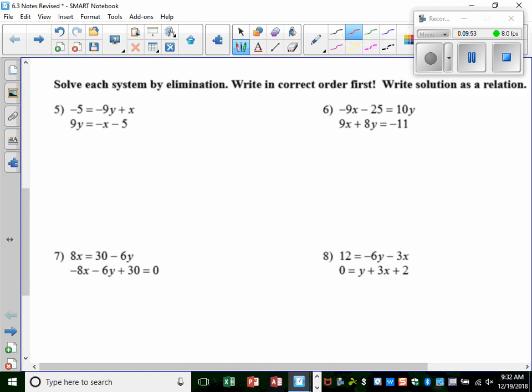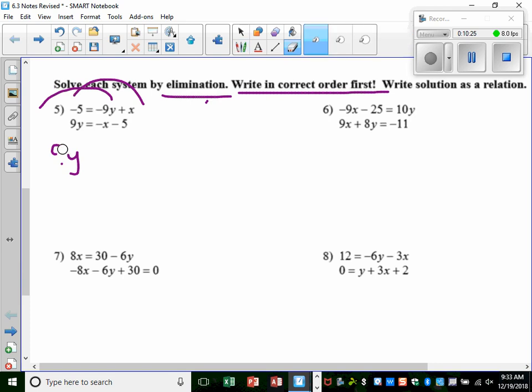So we are still using the elimination method. However, it does say write in the correct order first. So these are not in the right order. Remember when we started the first 4 problems, we said the X and Y have to be on the left. All right, so we just use the opposite side to get it across the equal sign. So I'm going to move this over, so that's going to make that a positive 9y. Move the X over, so that's going to make that a negative X, and let me just slide this over a little bit.